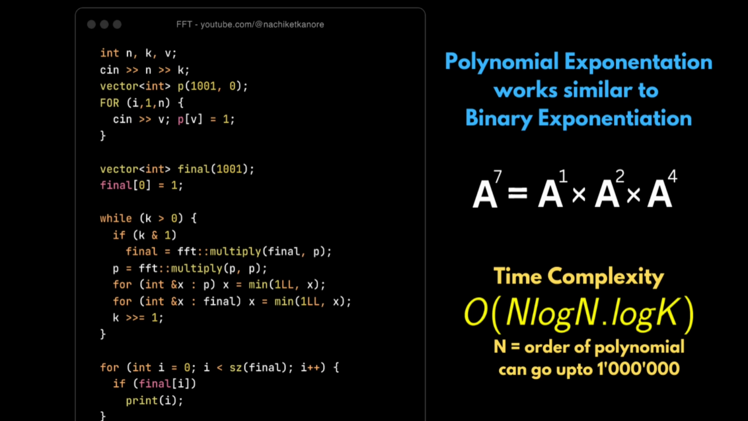And at the last, we will simply check if the coefficient is positive. That means that sum is possible. That means a knapsack with that sum of elements of exactly k items is possible, and we will print that value.